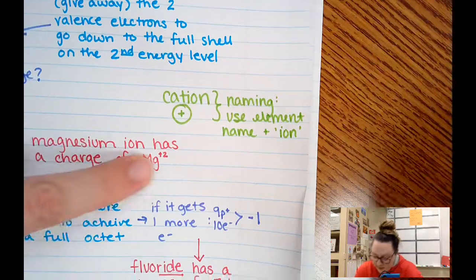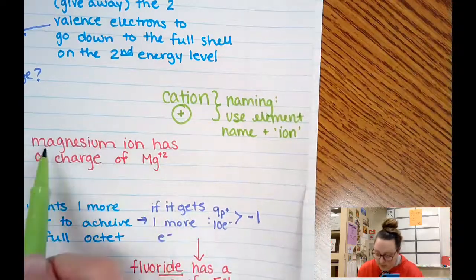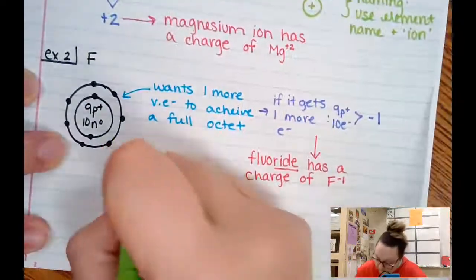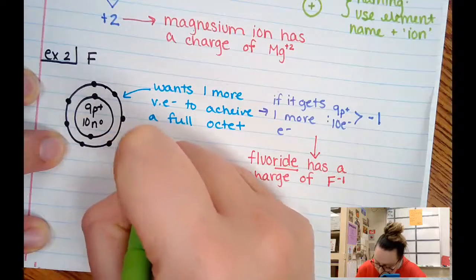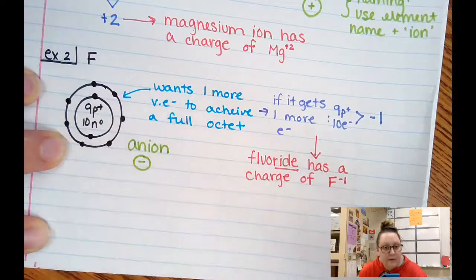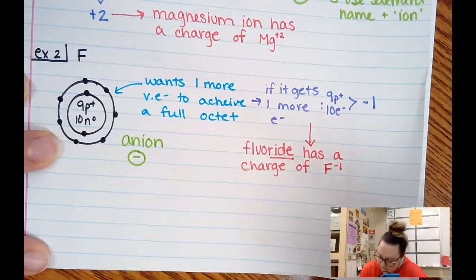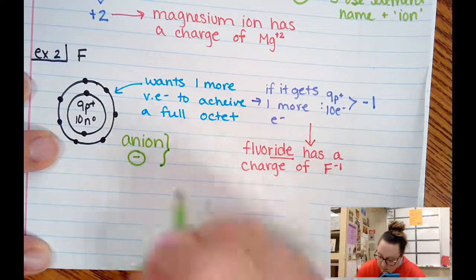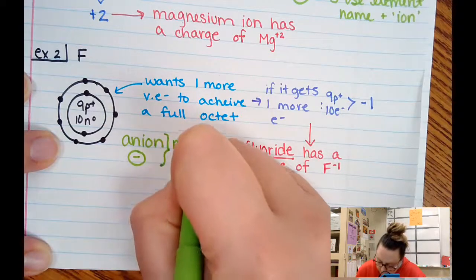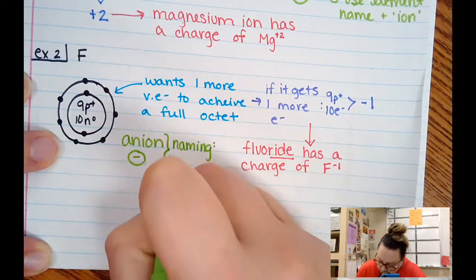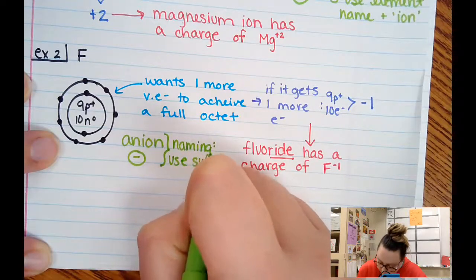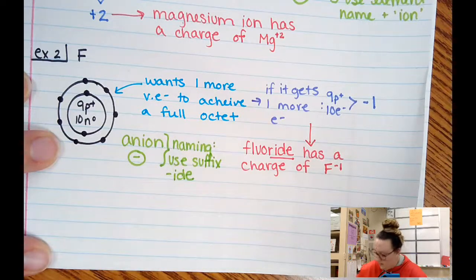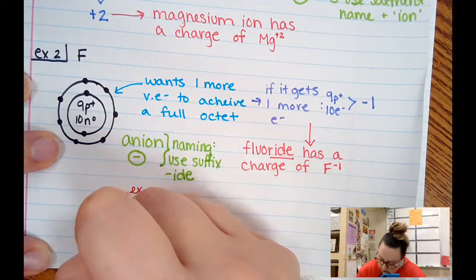So this had a positive charge. That's why I used the element name and put the word ion, magnesium ion. Now down here, this is an anion. Anions are any ion with a negative charge. And when you do naming, we use the suffix "ide." So instead of fluorine, we have fluoride.